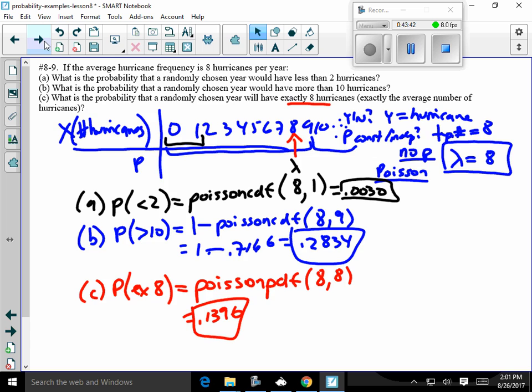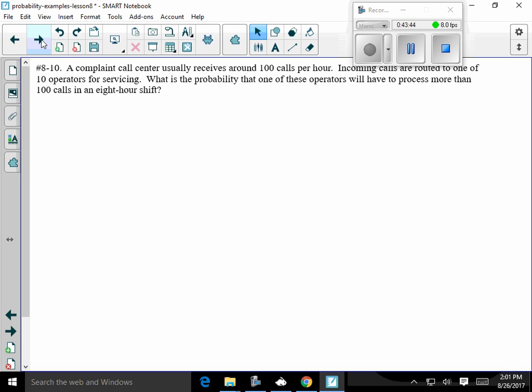So the next one would be a complaint call center usually receives around 100 calls per hour. Incoming calls are routed to one of 10 operators for servicing. What's the probability that one of these operators will have to process more than 100 calls in an 8-hour shift? So pause and give this a try.